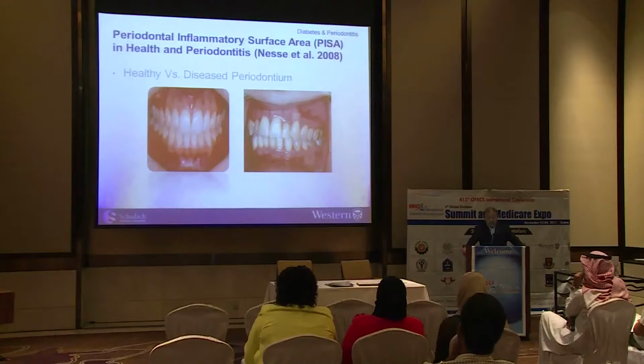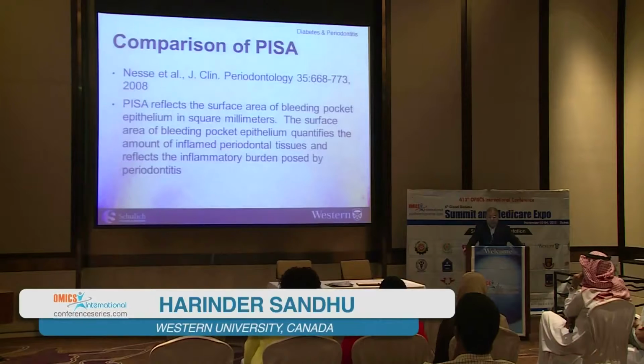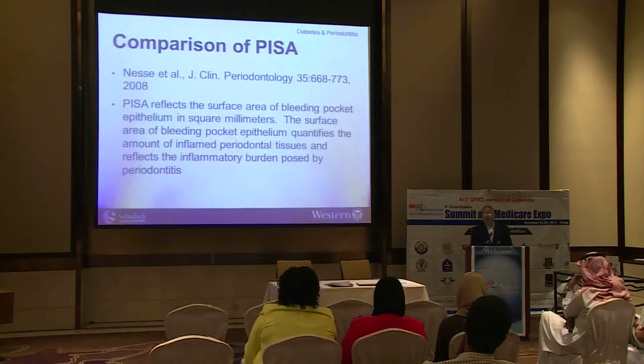And what I'm showing you is, it has been estimated now that in a generalized advanced periodontitis case, the periodontal inflammatory surface area, which is ulcerated, is much higher. It reflects the surface area of bleeding pocket epithelium in square millimeters. The surface area of bleeding pocket epithelium quantifies the amount of inflamed periodontal tissue and reflects the inflammatory burden posed by periodontitis.